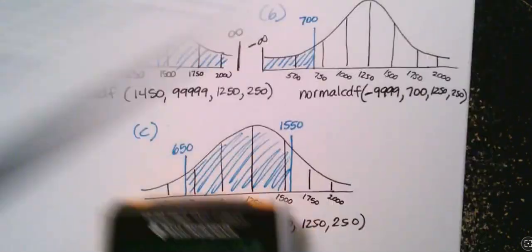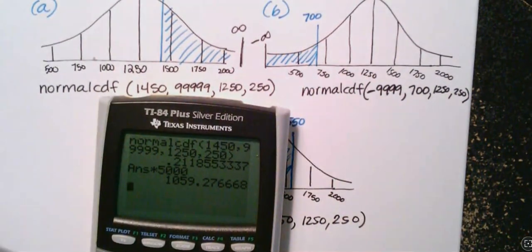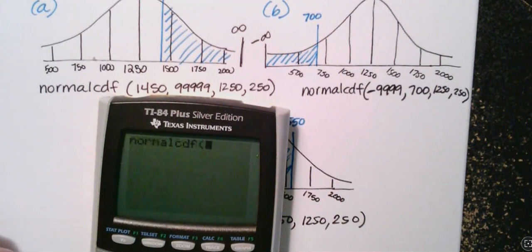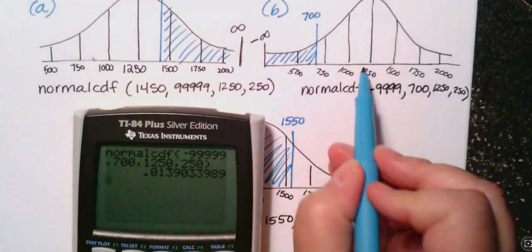Then for part B, here's what we're going to type in. So, big negative number. Notice I'm typing even more nines in there. I want to make sure it's very far away from the mean. And I get 0.0139. It makes sense that it would be a smaller number.